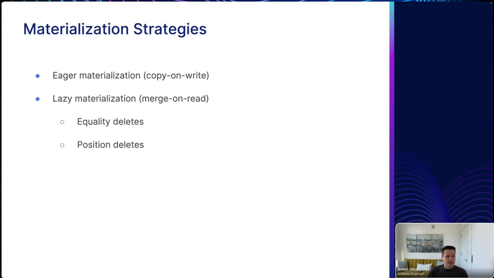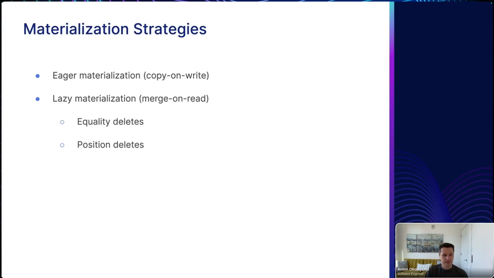An alternative to that is lazy materialization, which we also call merge and read. Instead of rewriting data files, this one works with differences, and it relies on delete files to mark particular records as logically removed. Deletes have to be merged with existing data every time you read the table to get a consistent representation of the data set. And there are two types of deletes. There are equality deletes and there are position deletes. So all in all, this gives us three different ways to encode our changes, and each of them has their own trade-offs.